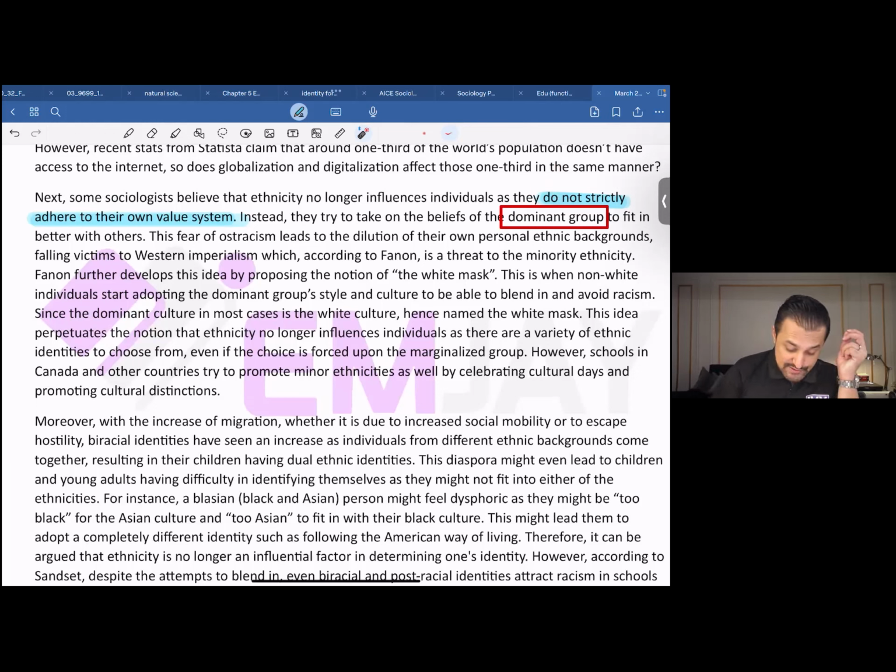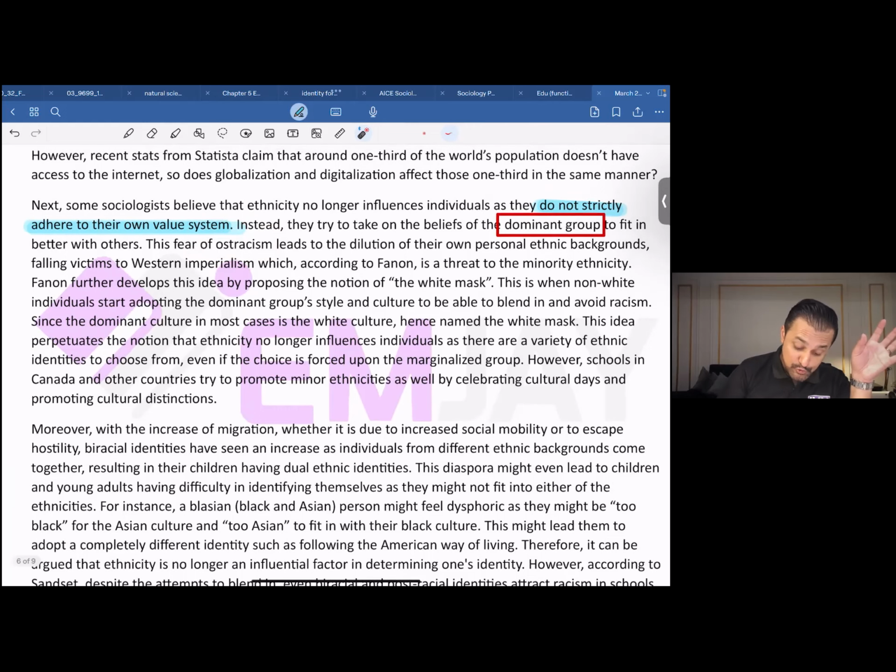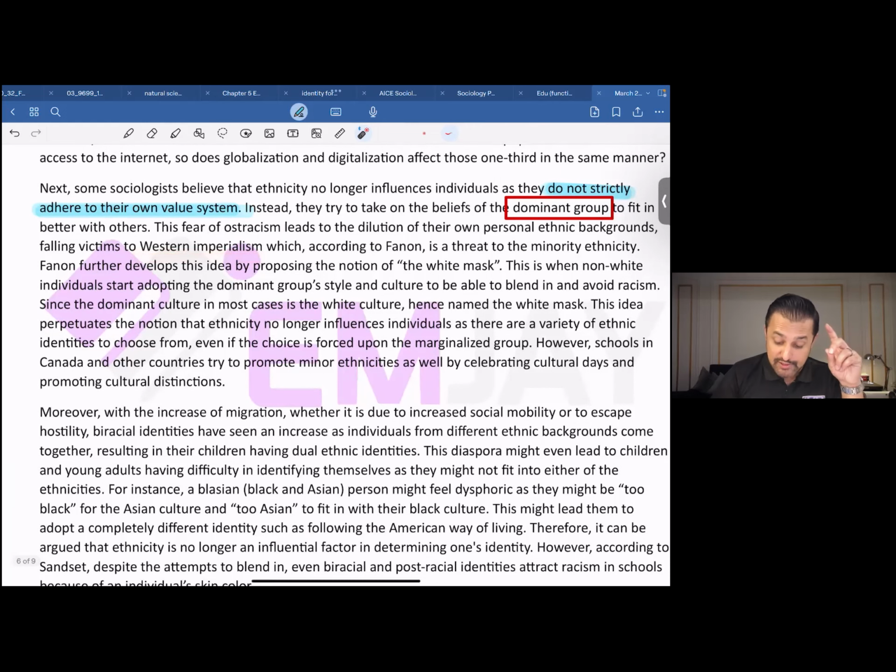This fear of ostracism leads to the dilution of their own personal ethnic backgrounds. When you are trying to copy others, when you're trying to be like others, your own ethnic identity is getting diluted, right? So the fear of ostracism leads to the dilution of their own personal ethnic backgrounds, falling victim to Western imperialism, which, according to Fanon, is a threat to the minority ethnicity. Which is a threat to your own cultural values, which again is a threat to your own way of life, your culture, your norms, your traditions, and so on and so forth.